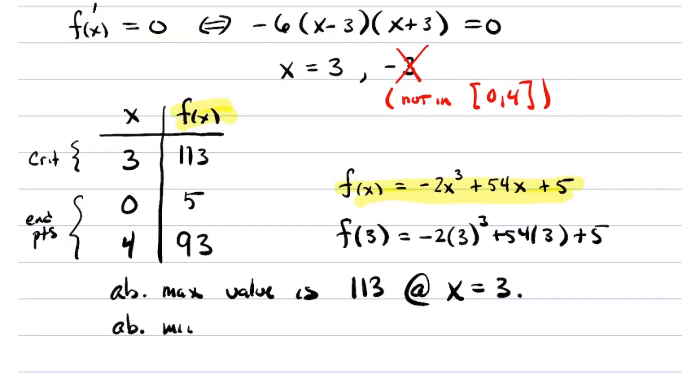Where's our absolute minimum value? Smallest number in that table. It looks to me like it's 5, and it happens at x equals 0. Okay. So there's your global minimums and maximums of that cubic polynomial.